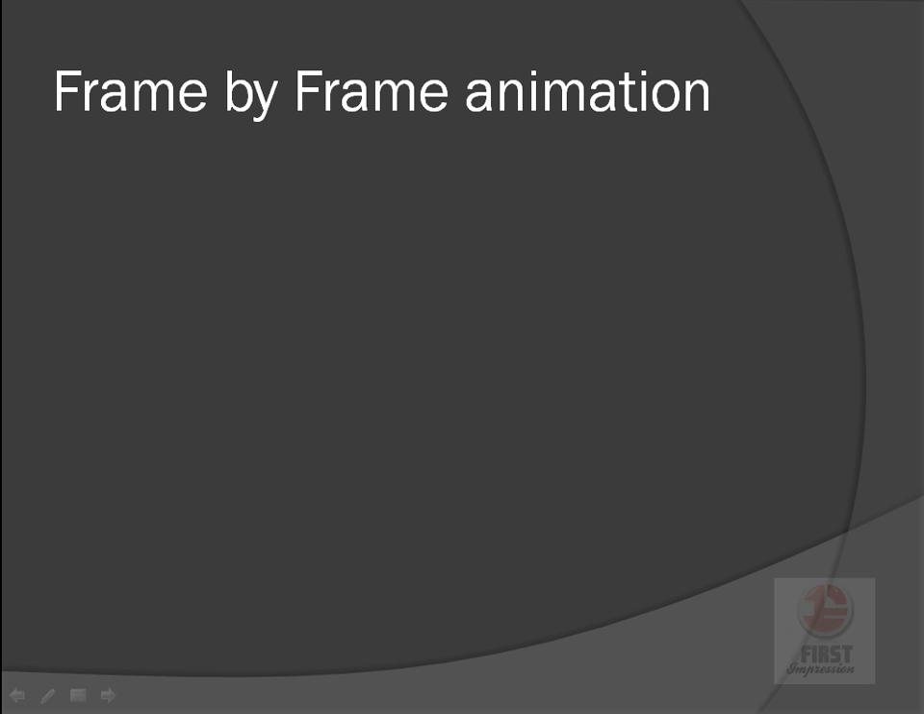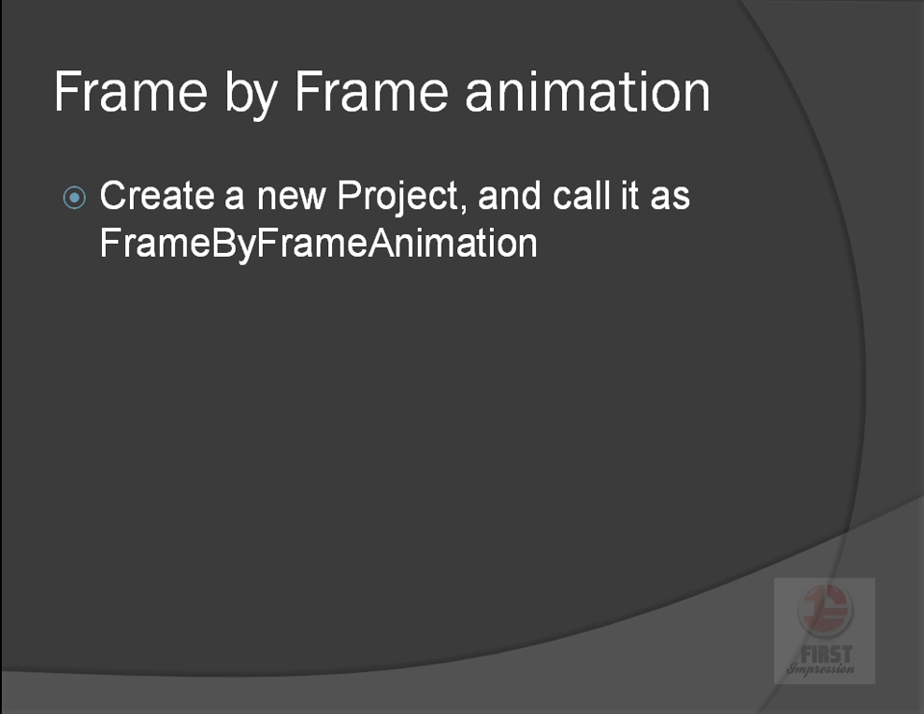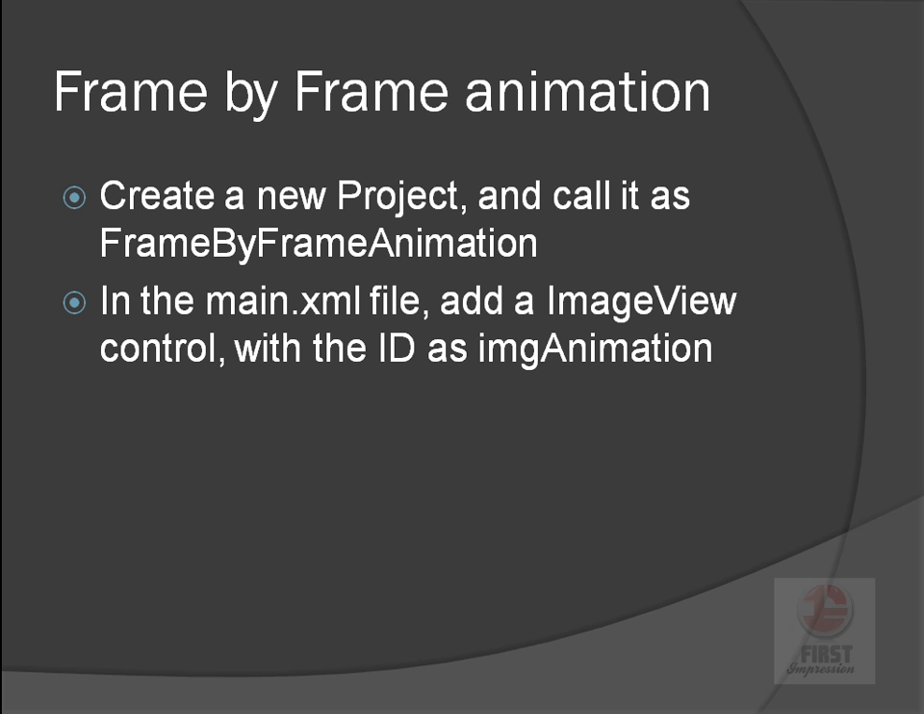Let's perform frame by frame animation. To perform frame by frame animation, we have to first create a project called frame by frame animation, and we have to add an image view to our frame by frame animation's main XML file and name it as img animation. I hope that's very easy. You have to just open the XML file of your project, remove all the controls and just add one control of image view and change the ID of it to img animation.